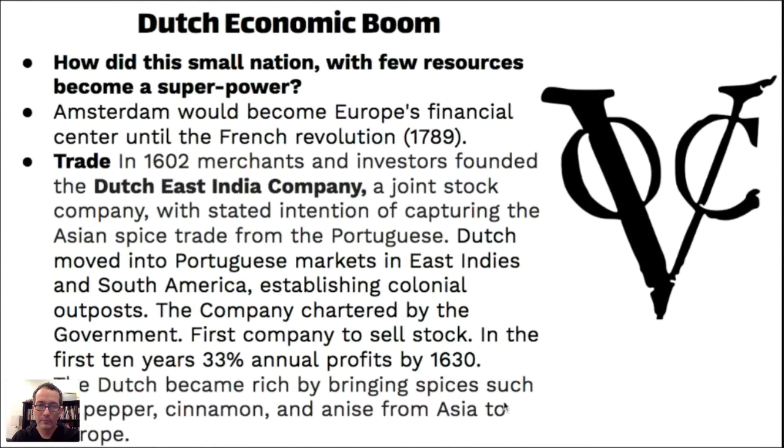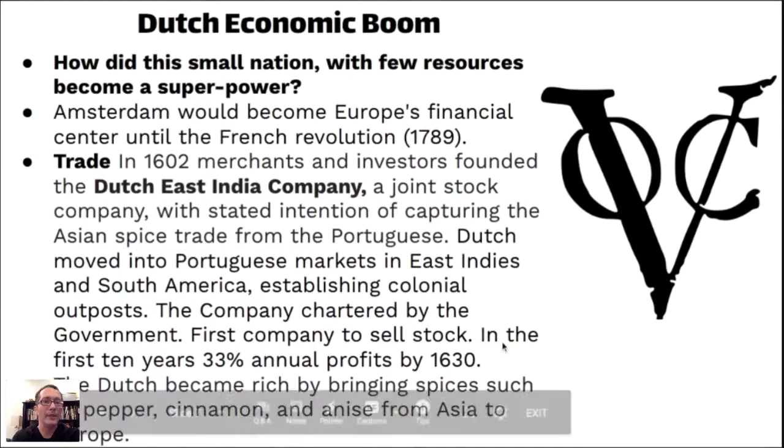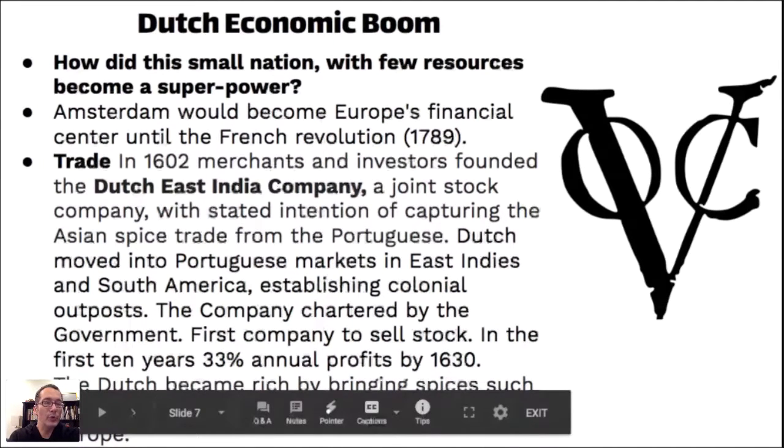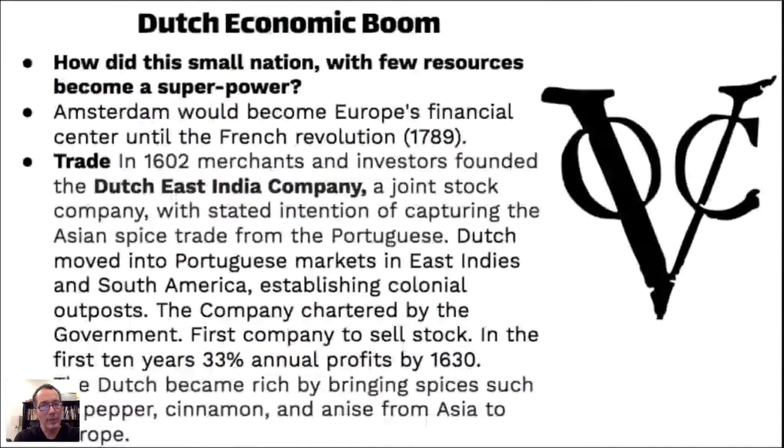All right, so let's continue. Let's talk about the Dutch economic boom. Again, that could be a causation question, a short answer question. So how did a small nation with few resources, they didn't have many natural resources, and if we talk a little geography, they were below sea level and had a lot of water problems, how did they become a superpower? And Amsterdam became Europe's financial center up until the French Revolution. Actually, Antwerp in modern-day Belgium was the center of finance, and that started to move to Amsterdam.